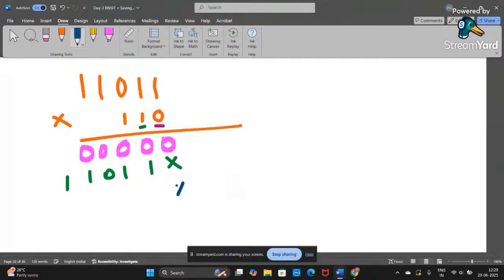In the next step, we have to leave 2 spaces. Right? There. All the numbers. 1 into 1, it is 1. Again, 1 into 1, it is 1. 1 into 0, it is 0. 1 into 1, it is 1. 1 into 1, it is 1. So, the next step is we need to add all this.